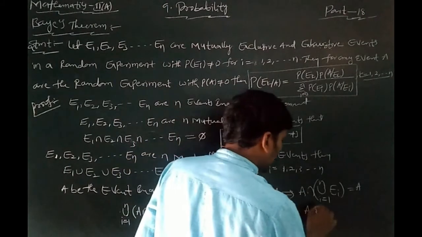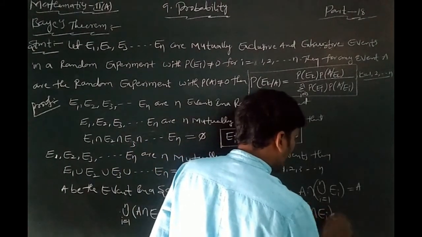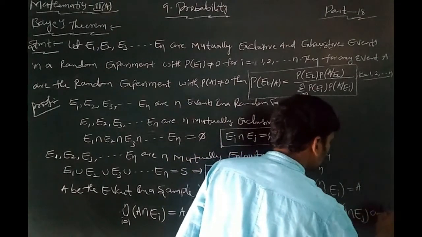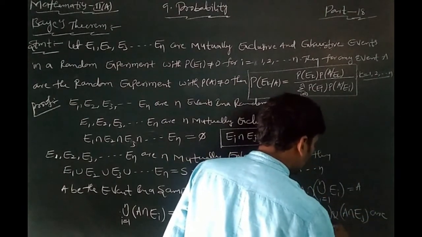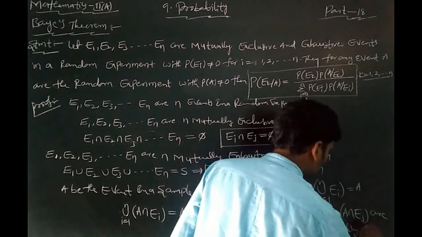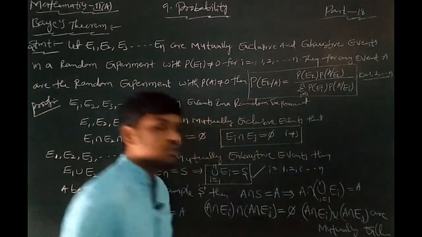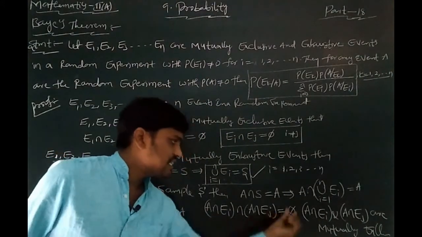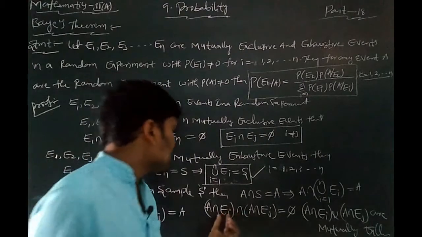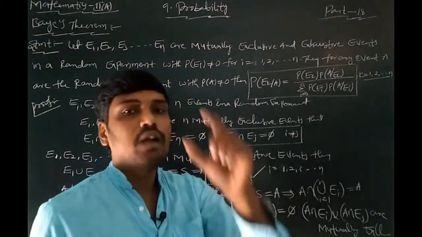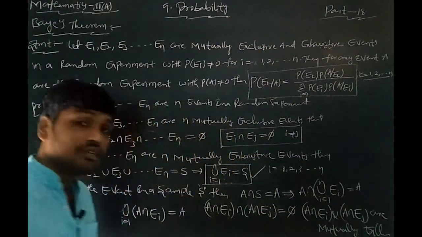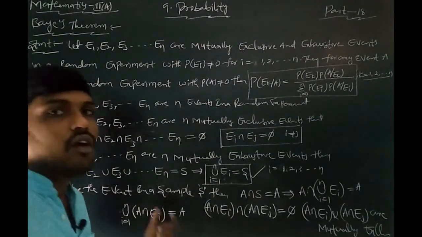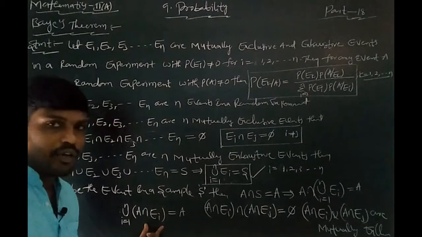Why? Because here A intersection E_i and A intersection E_j are mutually exclusive events. Which events? Mutually exclusive events. Here the intersection of A intersection E_i and A intersection E_j is equal to phi. These two events are mutually exclusive events. That's why you can write this. After that, you can apply probability.